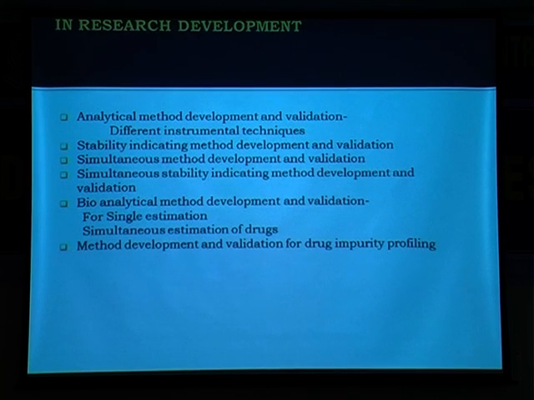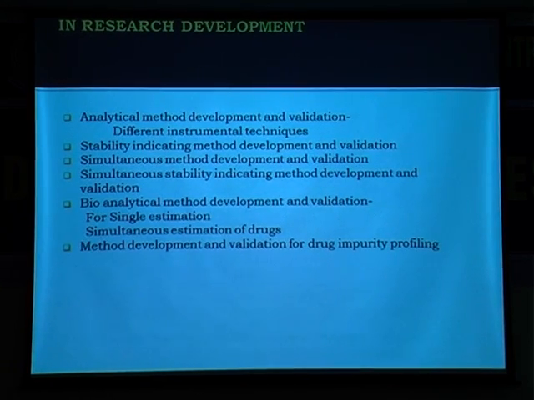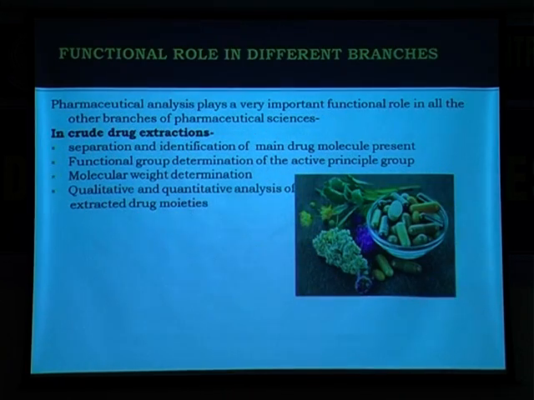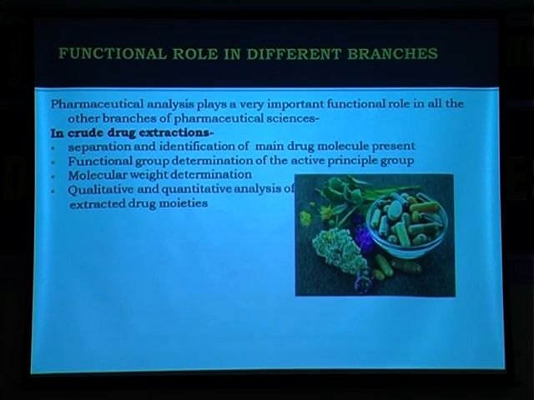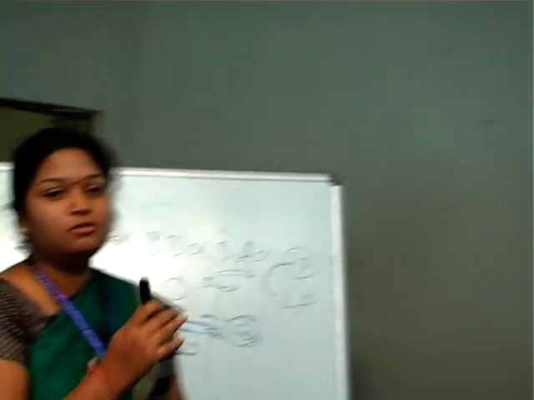In this we are taking plasma and serums of the animals or human serum or human plasma, and we are analyzing using different analytical techniques. Then drug impurity profiling, this is mainly industry oriented research where we will detect the impurities in the API or the formulation and we will try to reduce the impurities. I have already said I want to discuss the pharmaceutical analysis key role in different branches of pharmaceutical sciences.